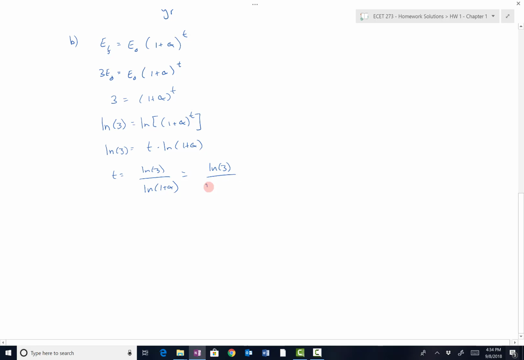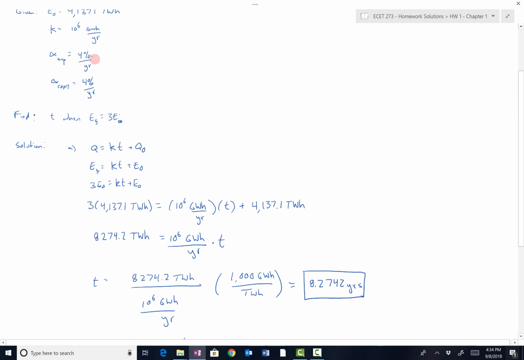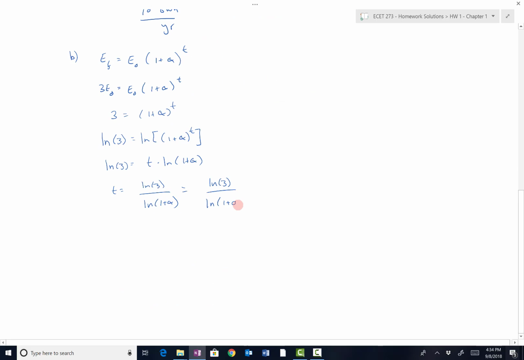Natural log of 3 divided by the natural log of 1 plus alpha, which in this case was the value specified for the exponential growth model, 4%. In decimal form, that's 0.04. So there we have it. We divide natural log of 3 by natural log of 1.04, and we get 28.011 years for T. So that was for an exponential growth rate.